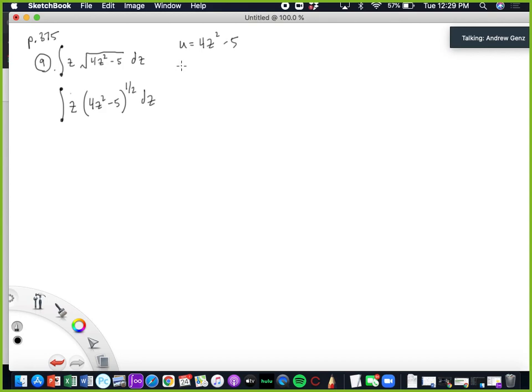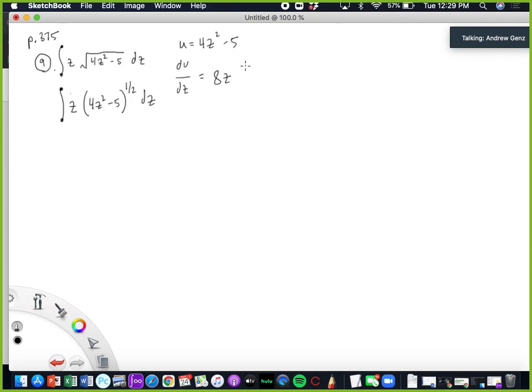Then we're going to do du dx. Everybody looking pretty good here? So what is that going to be? Oh, 8z. Oh, I used dx, didn't I? It should be du dz.